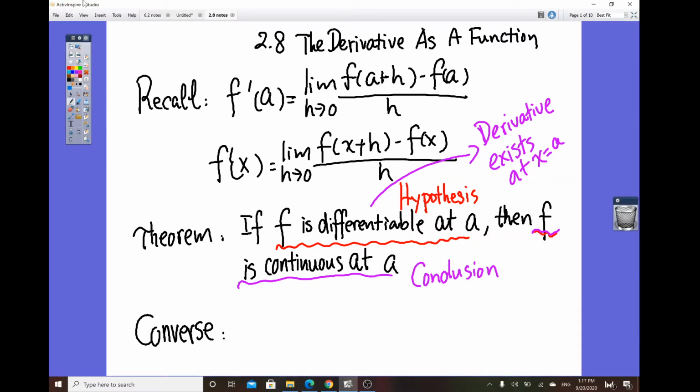Good afternoon, calculus class. I would like to talk about section 2.8 today: the derivative as a function.